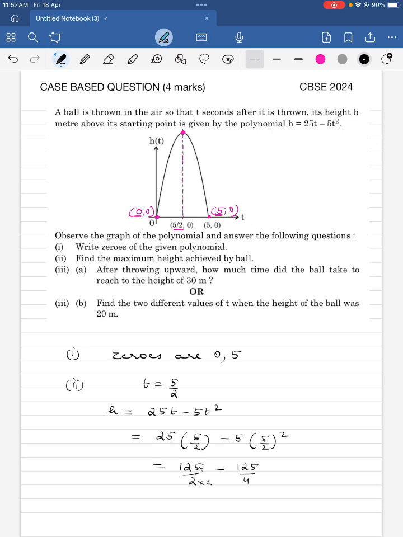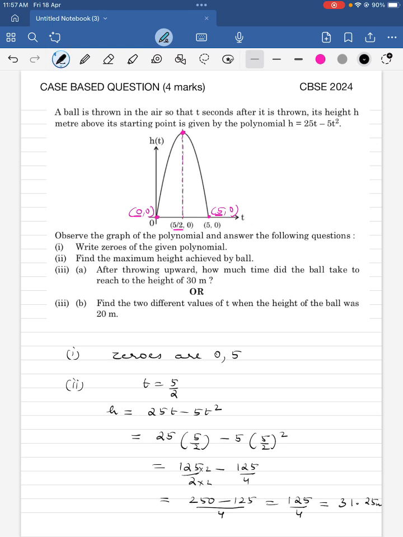Let me make the denominators the same, and I would get it as 125 by 2 minus, we have to multiply 125 with 2, so that gives me 250 minus 125 divided by 4, which is equal to 125 by 4, or in decimals it would be 31.25 meters.